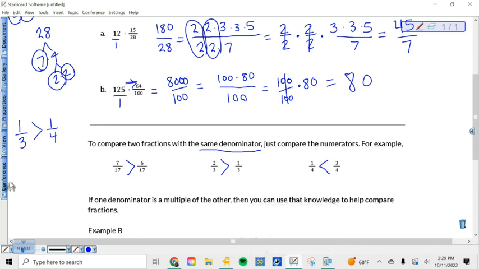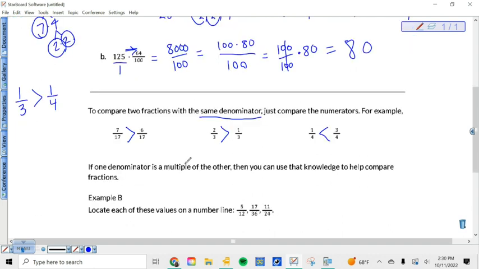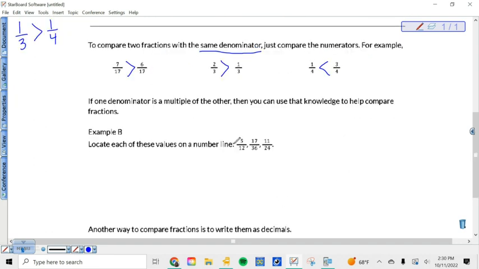There you go, right? And just in case you get confused, because I still get confused with these sometimes, the alligator eats the bigger number, right? Okay. So now we're going to look at examples where the denominators are different. Different denominators, different numerators, like this.